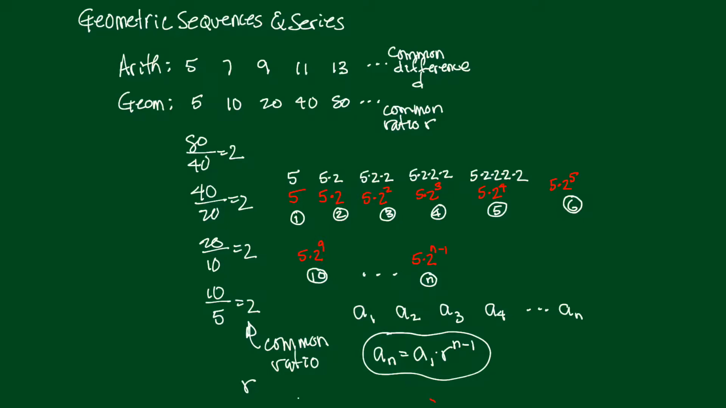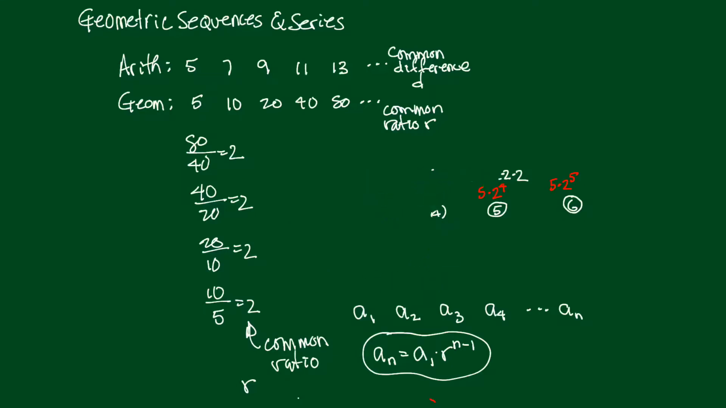Let's take a look at an example here. Now, I'm kind of out of space here, so I'm going to erase this stuff. We could always rewind to get back if we needed that. But let's look at an example. Let's find the 11th term of the example sequence.